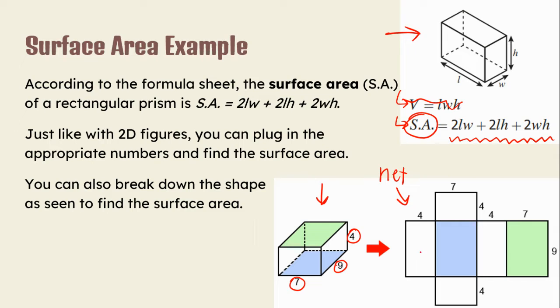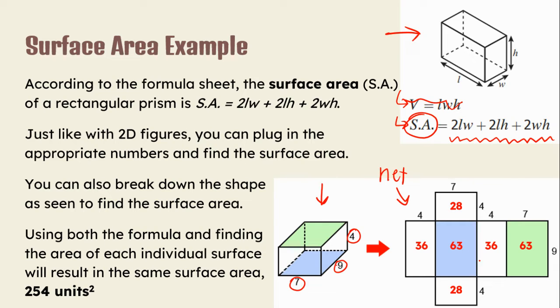If we found the area of each of these faces, we would find the area of the whole figure. So if we went through and did that, we would get all these numbers and then we could add them all up. Whether we break it down using a two-dimensional net or we just plug in the formula, we're going to get the same answer, which in this case is 254 units squared.